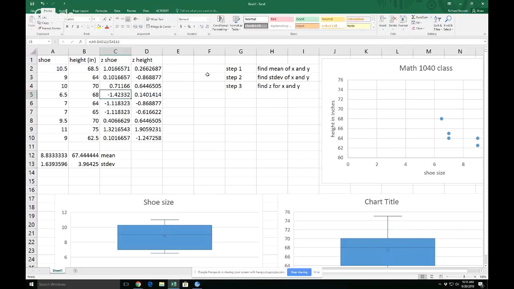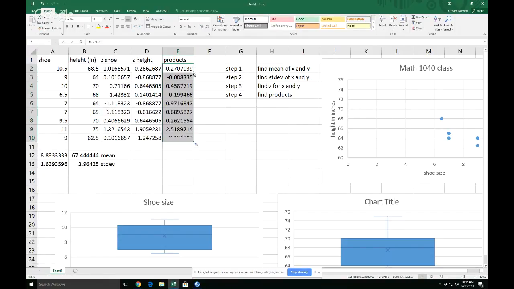All right, step number 4 is what, Jordan? You multiply the x and the y. Find the products. Okay? So we're going to do the products. And then we're going to get what? Equals C2 times D2. We're going to copy that down. Oh, should I have F4'd any of those?